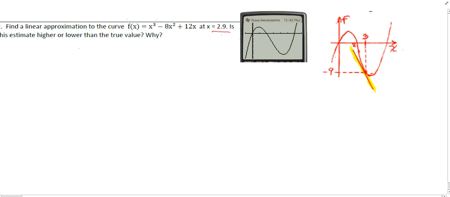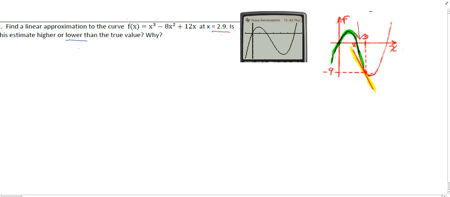So if you look at this curve, 2.9 is to the left of this 3 value, so just look at the function. The function itself happens to be increasing as I move back towards the left, back towards 2.9, and so our linear tangent line is lower than the curve. So we know that our estimate straight away is going to be lower. So we go ahead and answer that portion just by looking at the graph.